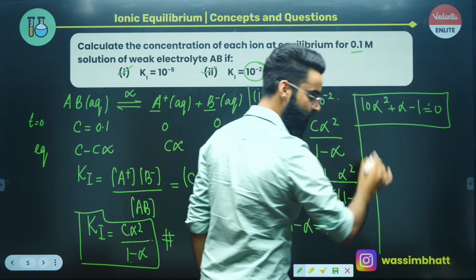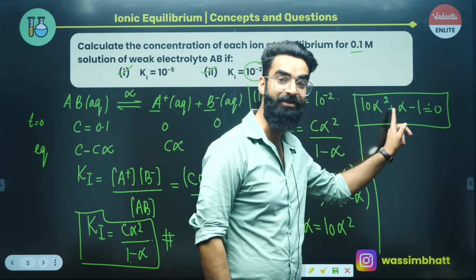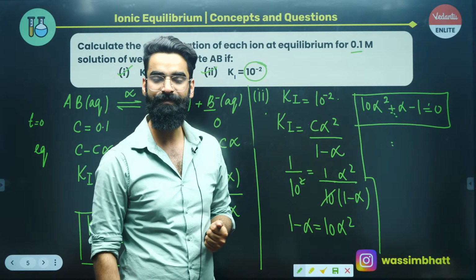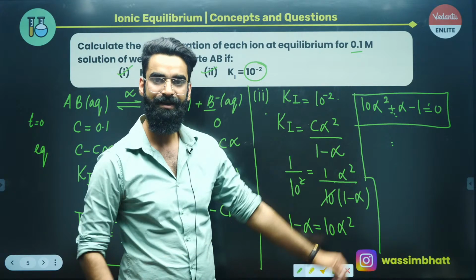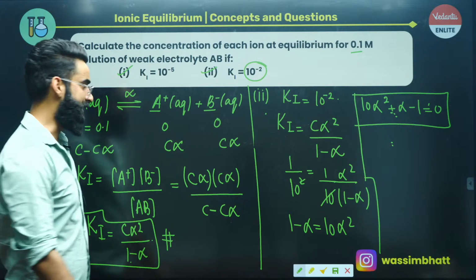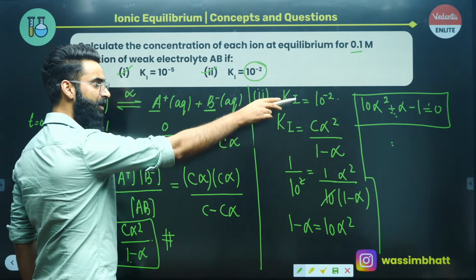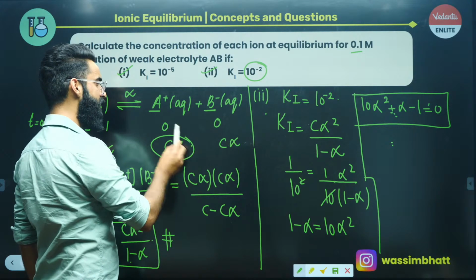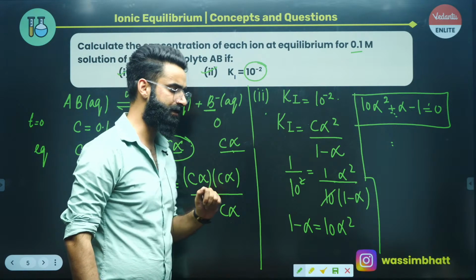Since you got the quadratic, basically when alpha cannot be neglected in comparison to 1, at that point you need to solve the quadratic equation. And I'm sure you know how to solve the quadratic equation. You just need to use the quadratic formula, minus b plus minus root of b square minus 4ac, by 2a. From there, you'll be calculating alpha. And with the alpha value, you can easily calculate the concentration of each ion at equilibrium, which is C multiplied by alpha. C value you know, alpha you can calculate. So C multiplied by alpha gives the concentration of A positive at equilibrium. Similarly, C multiplied by alpha gives the concentration of B negative at equilibrium.